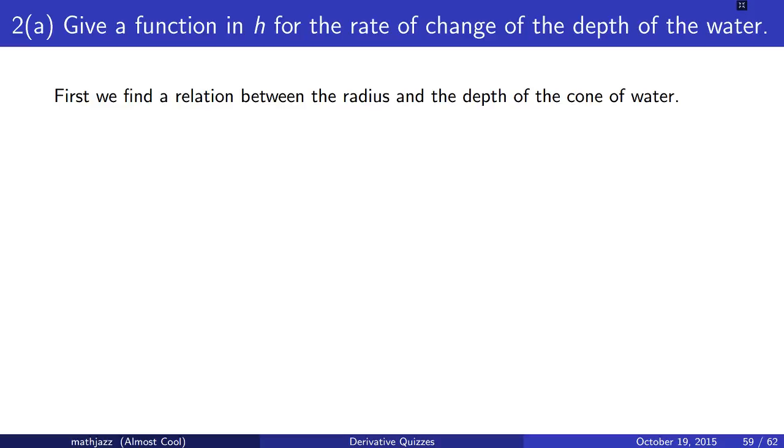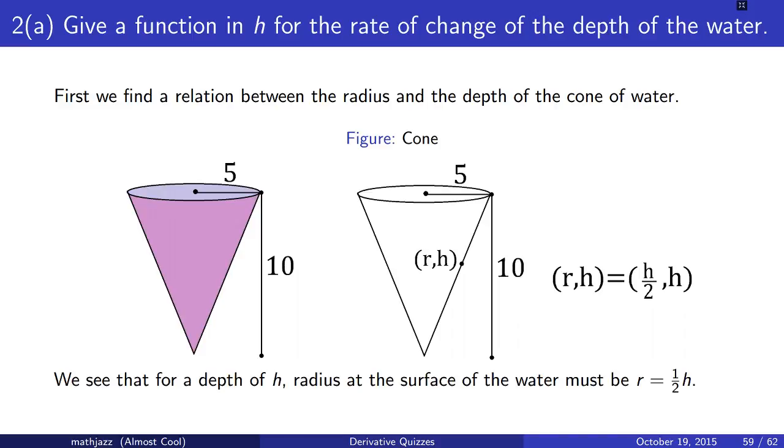2a. Give a function in h for the rate of change of the depth of the water. First, we find a relation between the radius and the depth of the cone of water. Here's a diagram to help us do that. We notice that the sides of the cone can be thought of as a line with a slope of 1/2, or depending on how we orient the cone, in this case, actually, a slope of 2.